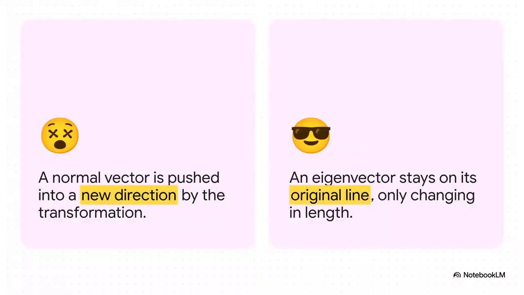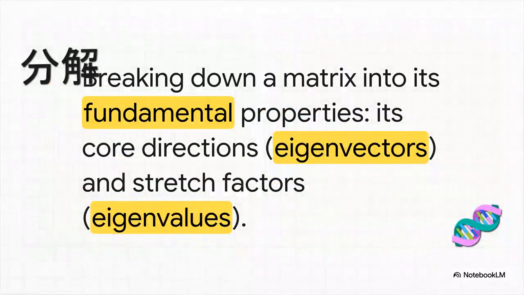So here's the key takeaway, the really crucial point. While pretty much every other vector gets sent flying off in some new direction, eigenvectors show us the true spine of the transformation. They point out the directions that define what the matrix is fundamentally doing to the space. The whole process of finding these core components is called eigendecomposition. And honestly, you can think of it like finding the DNA of a matrix. You're breaking this complex thing down into its most fundamental properties, its essential directions, the eigenvectors, and the scale of its power in those directions, the eigenvalues.